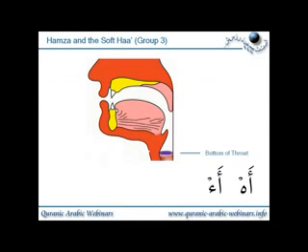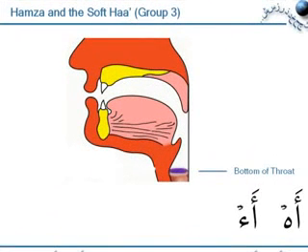Group 3 then is the throat, but the very lowest point of your throat. And these two are a bit difficult to pronounce with the sukoon. So we have what we call the soft ha and the hamza. So the soft ha will be pronounced as ah, ah. So you have to try and bring the ha from the bottom of your throat.